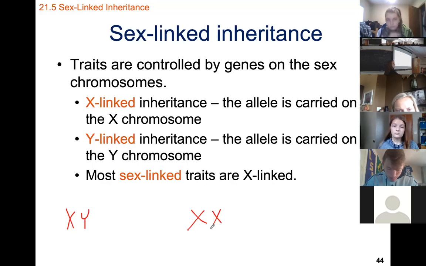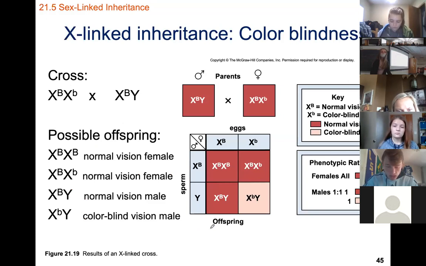This is called sex-linked traits. I call them X-linked, you could also call them sex-linked. Same thing. Okay. So let's talk about this one. It's color blindness. So if you have color blindness, you have to have the recessive allele, okay?